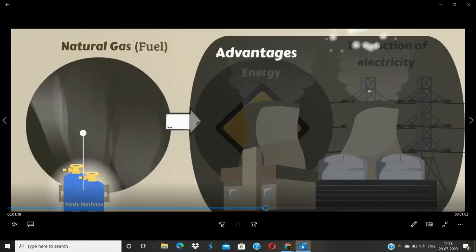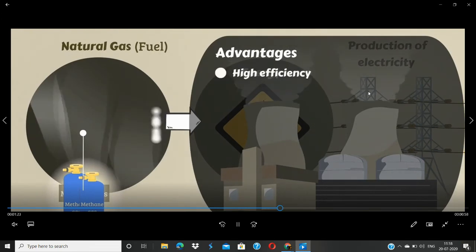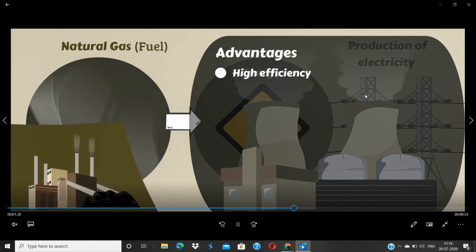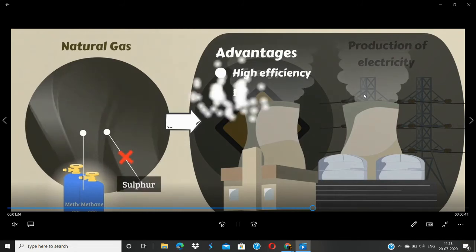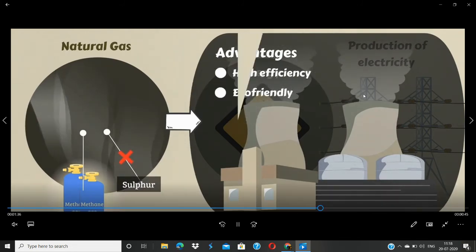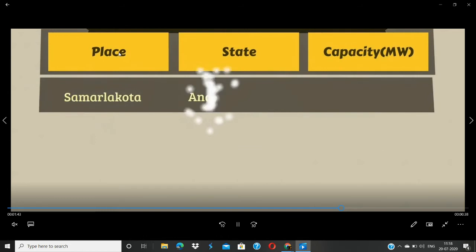High efficiency, as natural gas produces a high amount of energy compared to an equivalent quantity of coal. In addition, natural gas does not contain sulfur, so it does not pollute the environment. Some of the natural gas power plants in India are shown in the first slide I have dictated here.